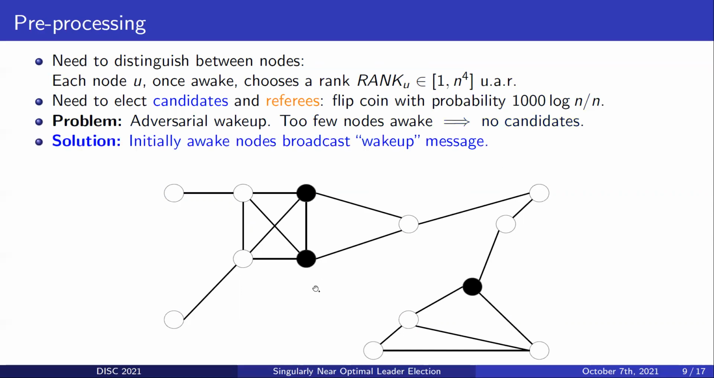In order to deal with this, we ensure that all nodes are awake before we have them flip. How do we do that? When a node is awake, it sends a special wake-up message to all of its neighbors. This wake-up message is just propagated until all nodes are initially awake. And then they can flip the coins and move forward with their lives.